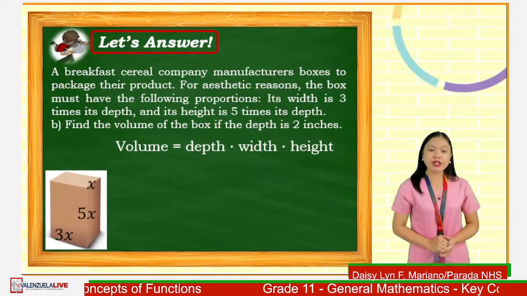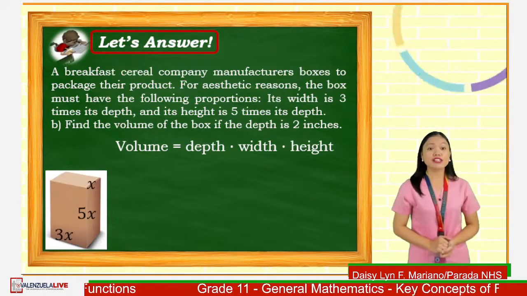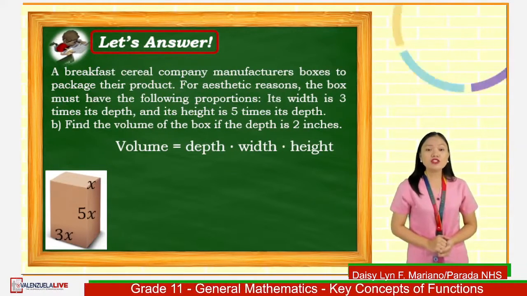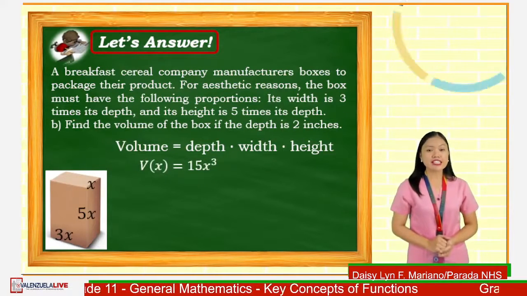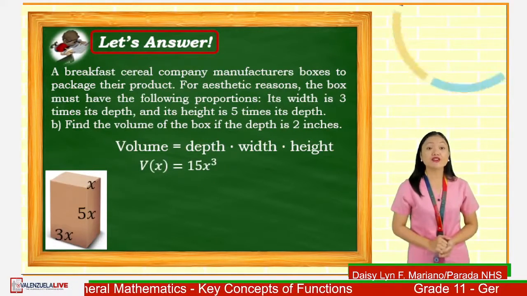For letter B, to find the volume of the box if the depth is 2 inches, we use the function V(x) = 15x³.